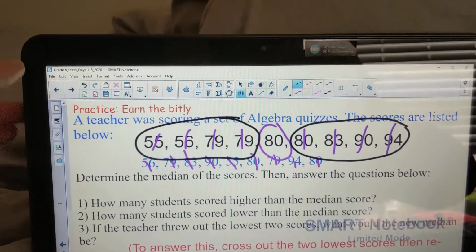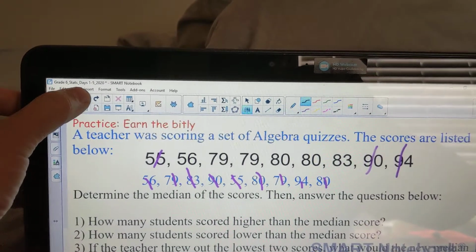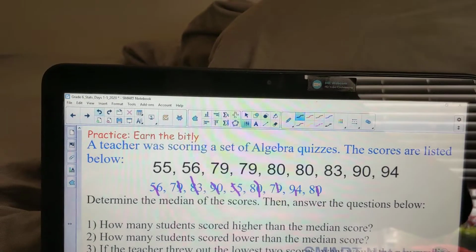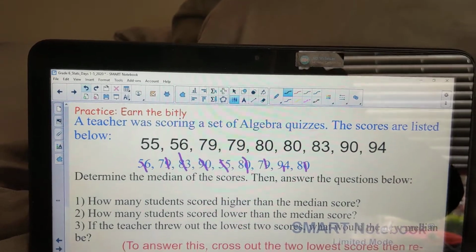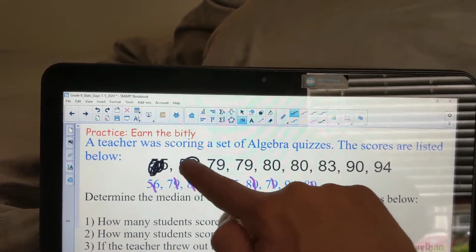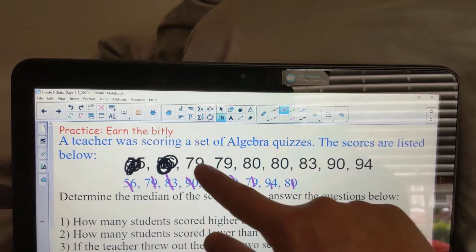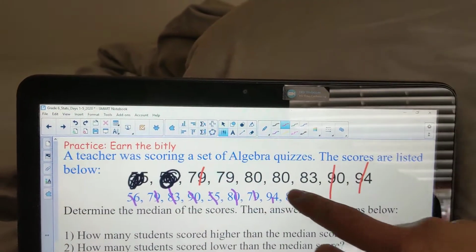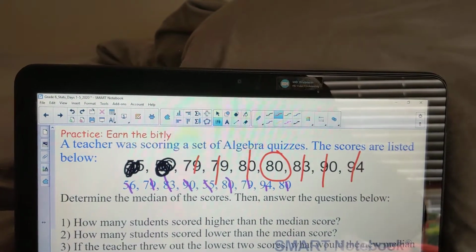Number 3, that last question there is a little bit trickier and just requires you to read. It says, if the teacher threw out the lowest 2 scores, what would the new median be? So if the teacher threw out the lowest 2 scores, that means that this 55 and this 56 would not count. So if the teacher had to recalculate the median, it would just be from these 7 scores, and then we'd follow that process. Largest and smallest, largest and smallest, largest and smallest, leaving you with a median of 80.